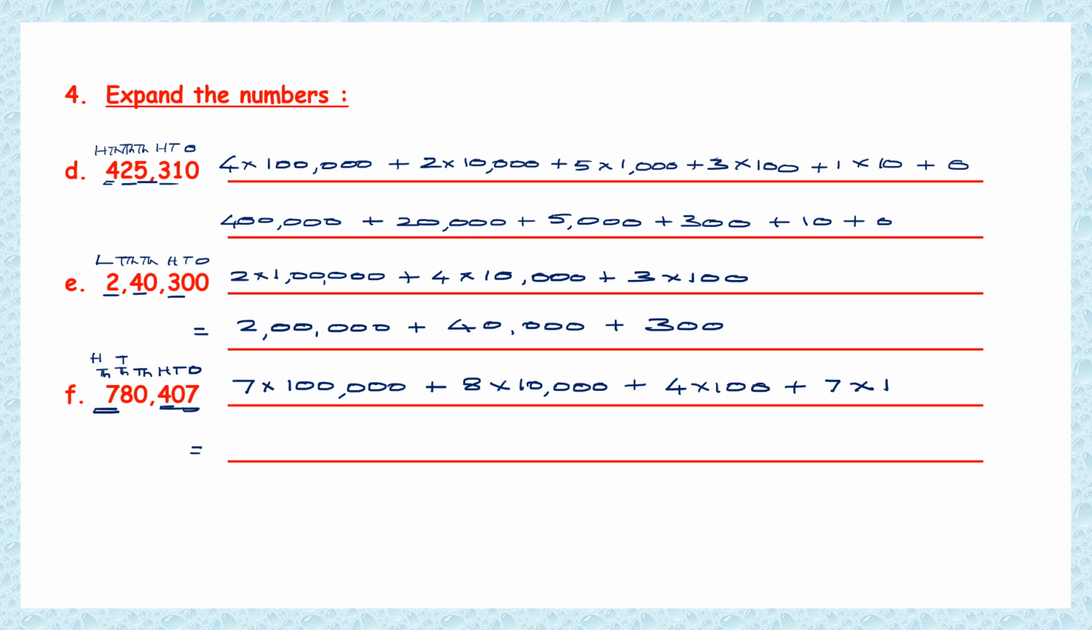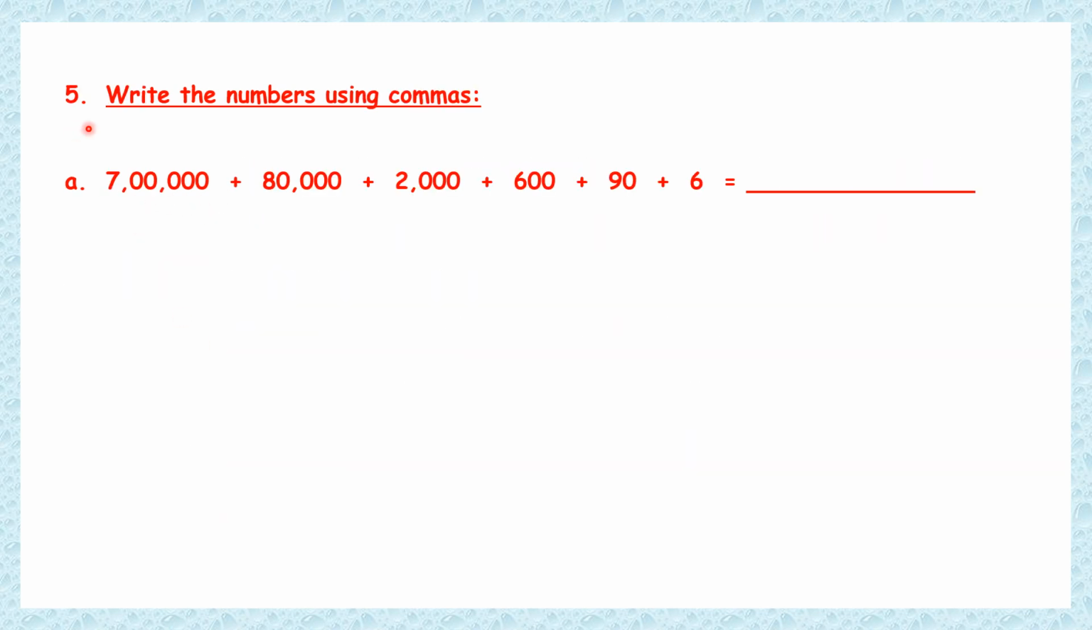7 into 100,000 is 700,000. Plus 8 into 10,000 is 80,000. Plus 4 into 100 is 400. Plus 7 into 1 is 7. So what did we do in question 4? We expanded the numbers that were given to us, and this is how we did. Now let's go on. Question 5, write the numbers using commas. So here we have the expanded form. Now we have to write the short form.